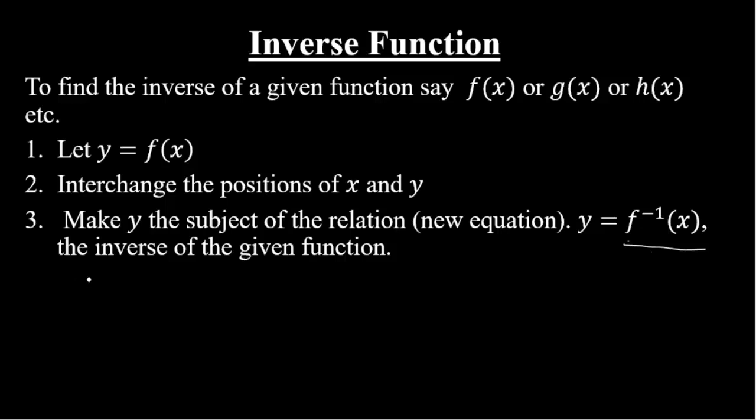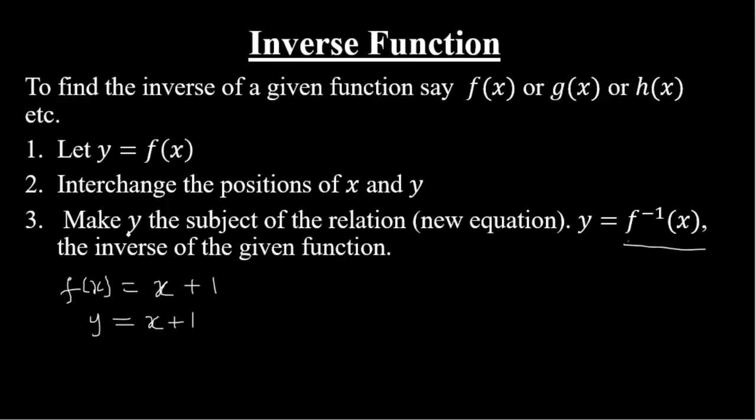So let's look at an illustrative example. We have f of x equal to x plus 1. We want to use this illustrative example to explain further the procedure we need to go through in order to find the inverse of the function. So the first step is to let y be equal to the given function. So f of x now becomes y equal to x plus 1.